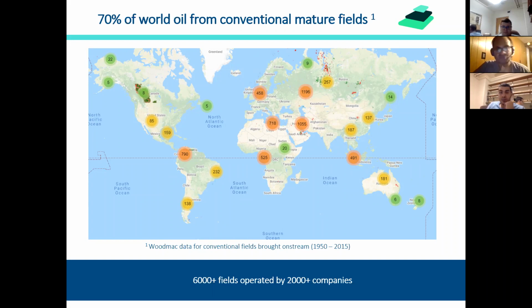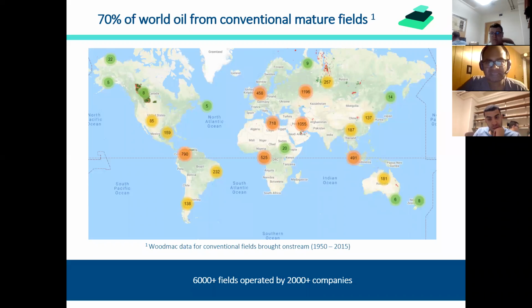conventional mature fields. What you see here is a map of the world, and the numbers there reflect the number of conventional fields distributed all over the world. You're talking about more than 6,000 fields being operated by more than 2,000 companies. A lot of these companies may be state-owned oil companies, probably producing for their own consumption. So let's look at these numbers. You see obviously huge deposits here in the Middle East.